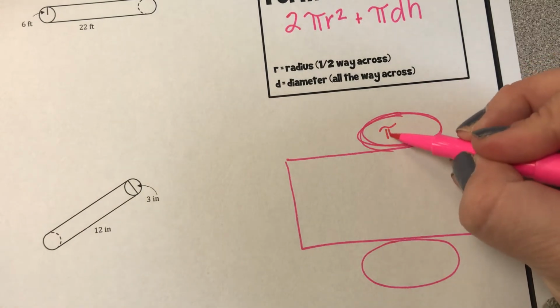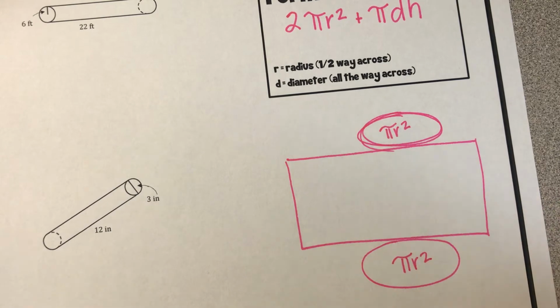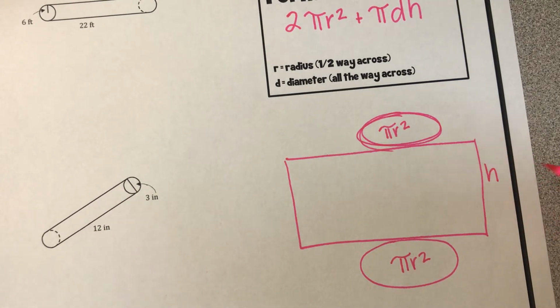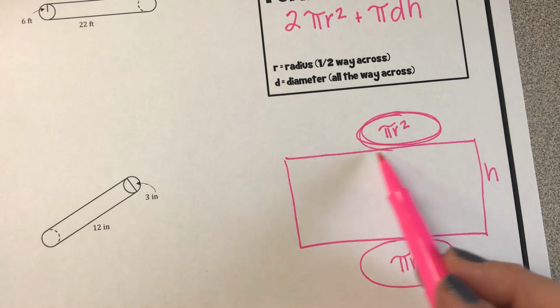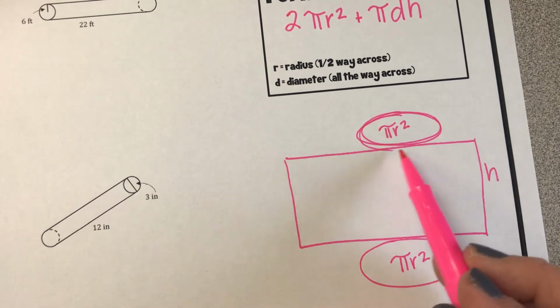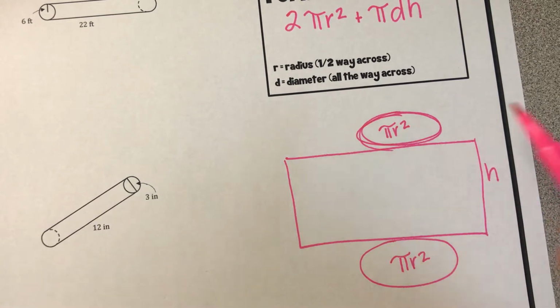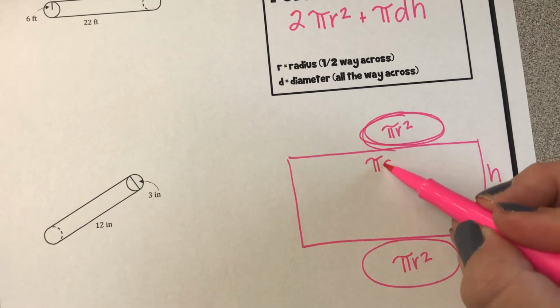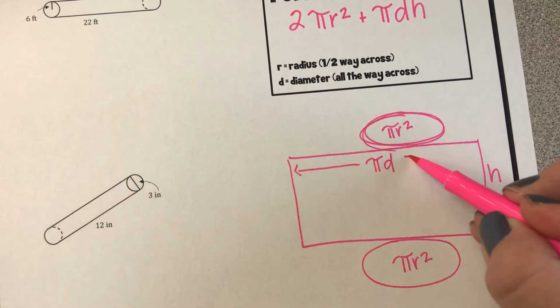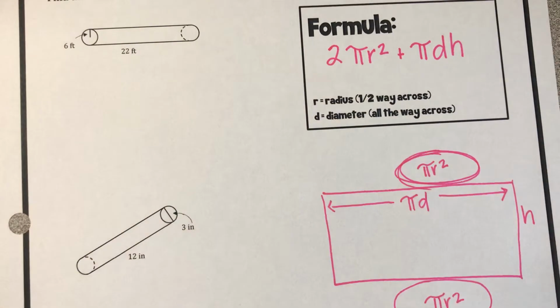And we know that the area of a circle is pi r squared. And then we know that this is how tall our can is. But then what is this length? That's the circumference, right? This is the length that has to go around the circle. And how do you find circumference? You do pi times diameter. So if this is a rectangle, it has a width of pi times diameter and a height of h. So that's where we got pi dh.